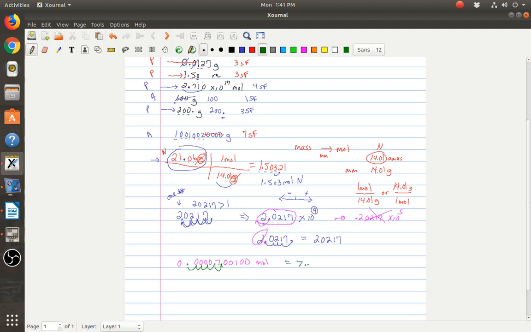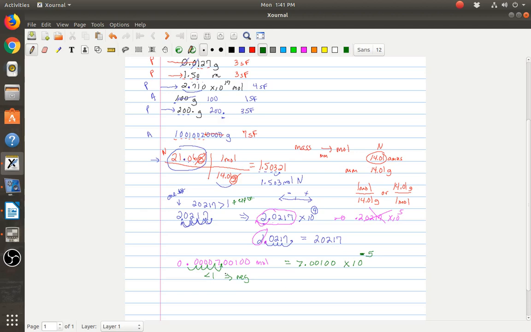So 7.001, I'm going to write it like this for a moment, times 10 to the negative 5th, because this number is much less than 1. When it's less than 1, you're going to have a negative exponent right here, the negative 5. When it was greater than 1, up here you had a positive exponent. Less than 1, you have a negative exponent.